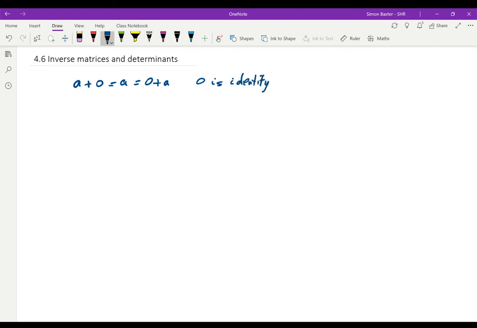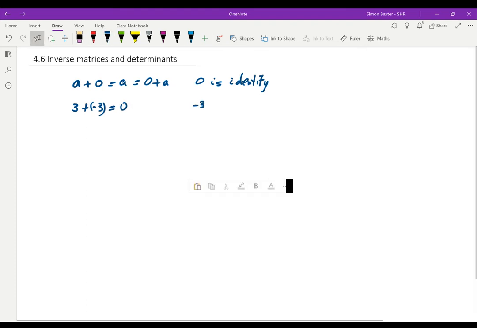Then, if I take a number like, say, 3, if I add minus 3, I get 0. I get back to the identity. We say that minus 3 is the inverse of 3.